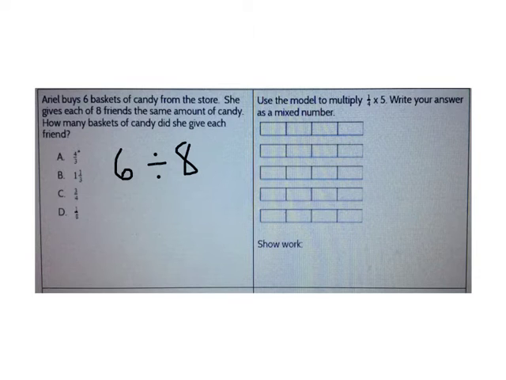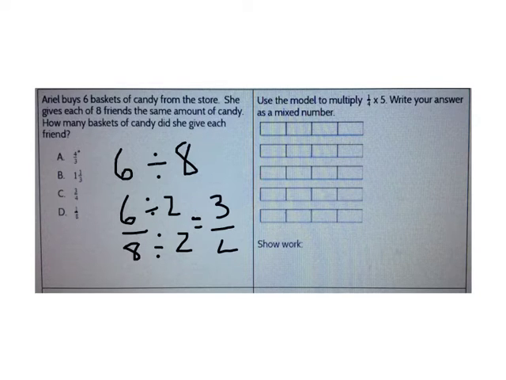6 divided by 8. What fraction results from 6 divided by 8? 6/8. That's not my answer. I can simplify. What's a number that goes into both 6 and 8? 2 goes into both. When I write 6/8 in simplest form, what is my result? It's 3/4. So the answer to this question is 3/4. Each friend gets 3/4 baskets of candy.